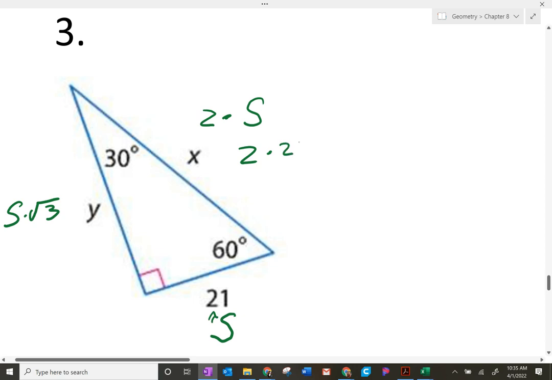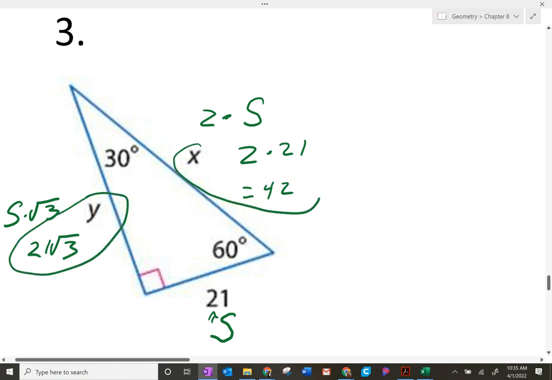So 2 times 21. So your x value should have equaled 42. On this one, you're just going to plug this S value over here. You should have 21 radical 3. And that's all I was looking for for the y. So your y value is this, and then your x value is that.